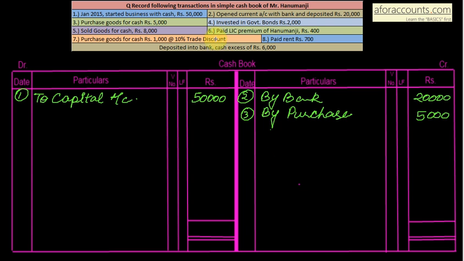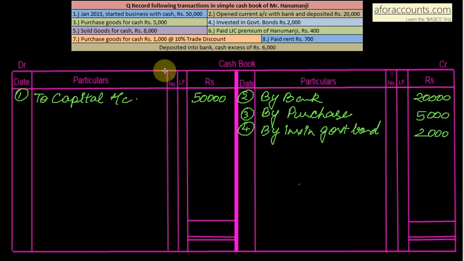Okay. Now, point number 4. Invested in government bonds 2,000. So investment se mera cash reduce hoga, turant credit side mein aa jao. Point number 4. Invested in government bond 2,000. Entry will be investment in government bonds account debit to cash. So by investment in government bonds, and the amount is 2,000.